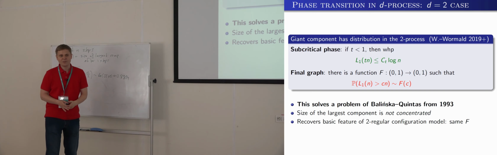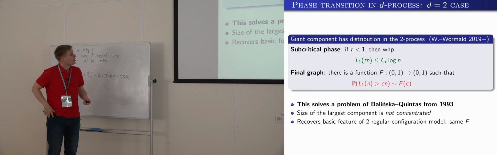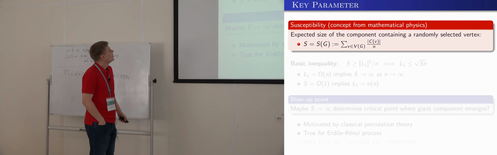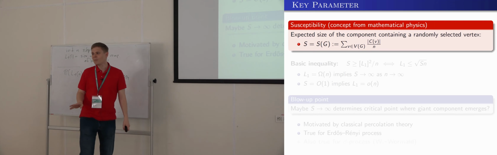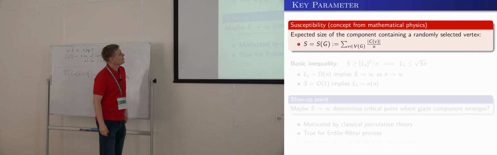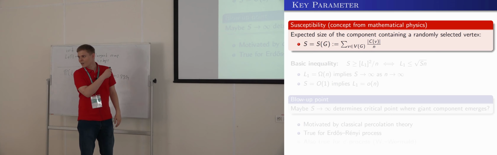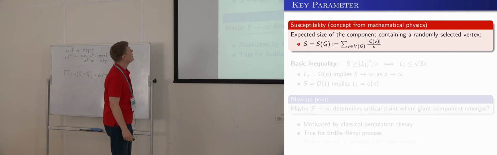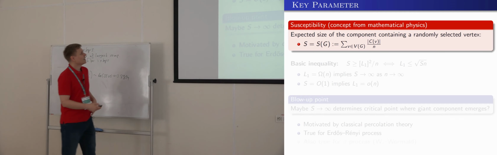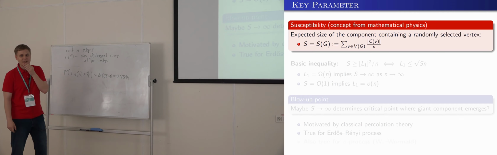Okay, so let me say a few words about the proof. Or rather, I want to say something about the proof philosophy, maybe not so much about the proof itself. So here's one very nice key parameter I want to introduce. If you don't care so much about all these proofs and results, here's maybe one nice concept that you can take home, a useful parameter. It comes from mathematical physics, and it's the so-called susceptibility.